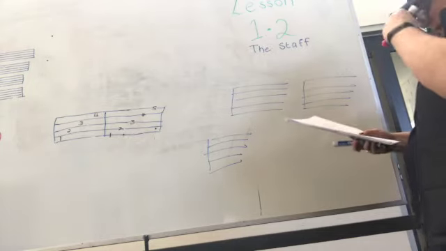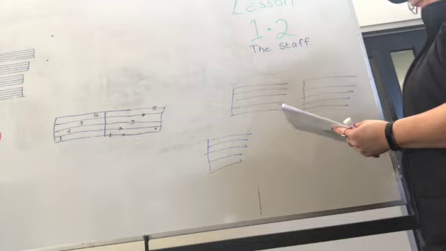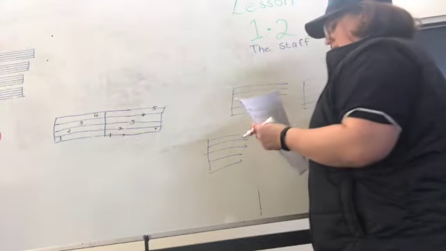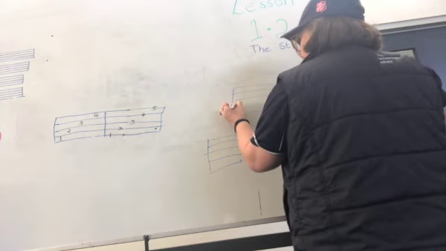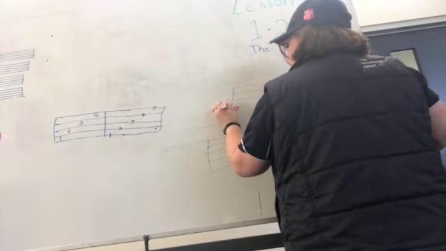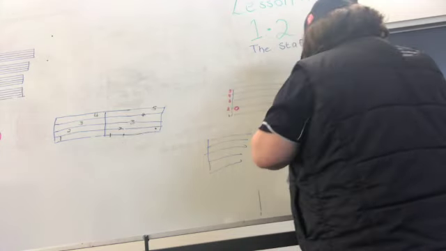Okay, so let's look at page 9. It says fill in the missing notes. The first one's done for you. So the first one says draw a note on line 2. So remember, that's our line 2. So we label our lines. And then we number our spaces.